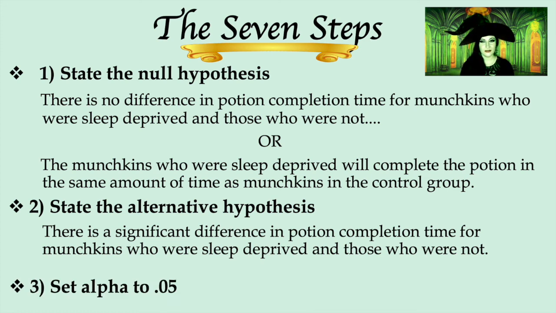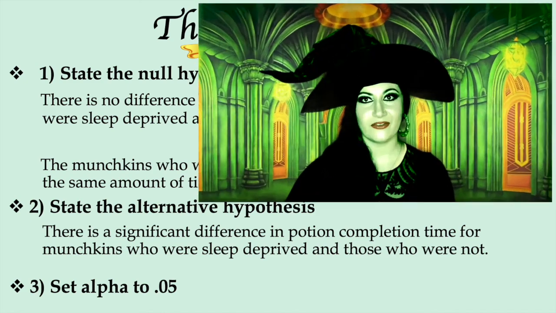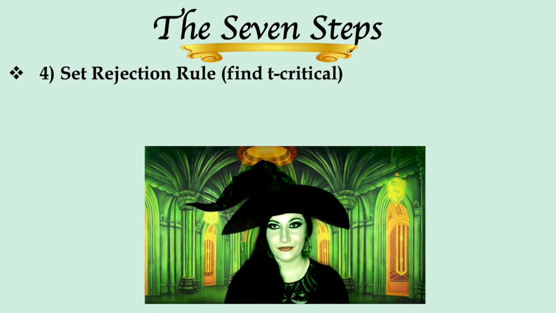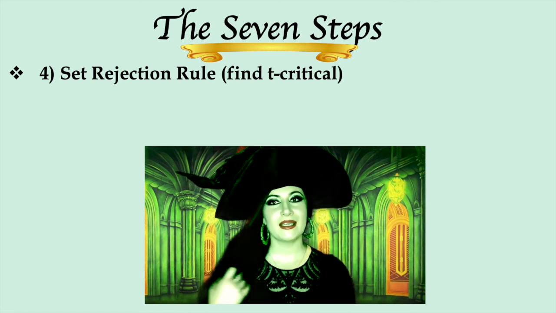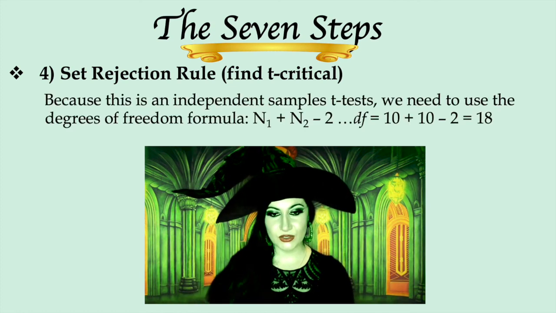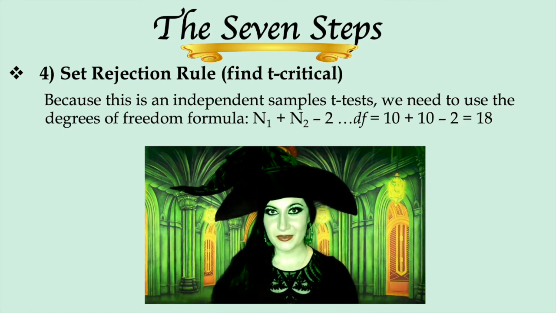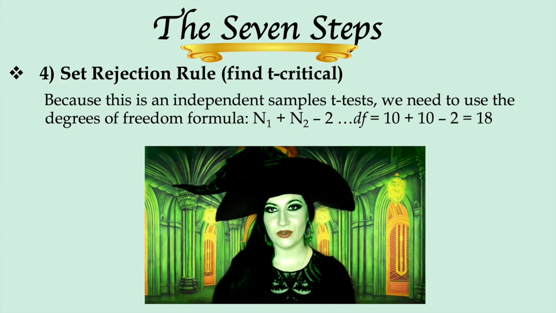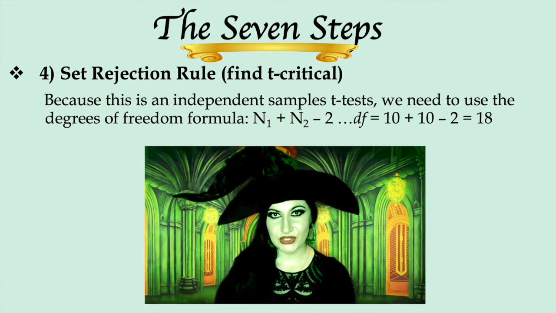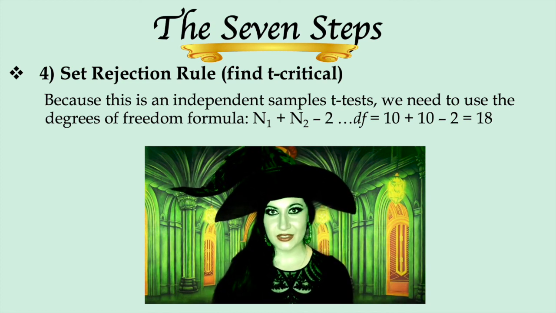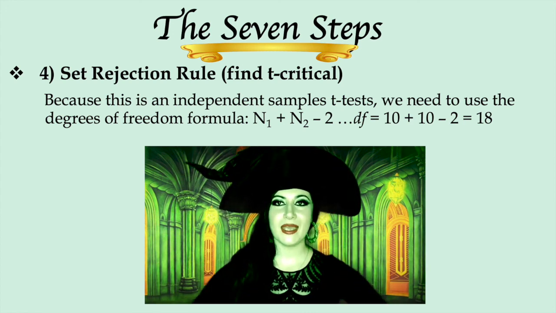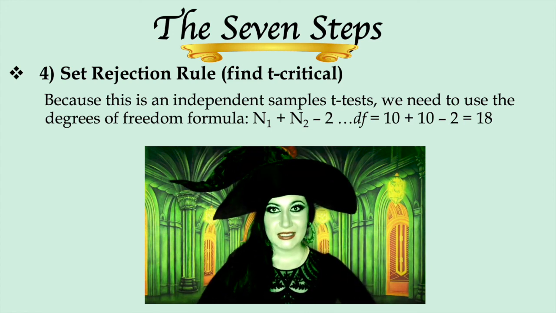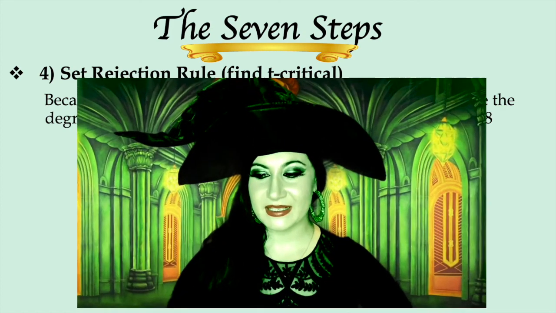Step 3 is setting alpha to 0.05, in other words, accepting 5% error. Step 4 is to set the rejection rule, in other words, to find t critical. Now, because this is an independent samples t-test, we know that the proper formula for degrees of freedom is going to be n1 plus n2 minus 2. So we calculated a similar situation when we were just calculating our t-value. We know that 10 participants were in group 1 in the sleep-deprived group, and 10 participants were in the control group. 10 plus 10 is 20, minus 2 gives us 18.